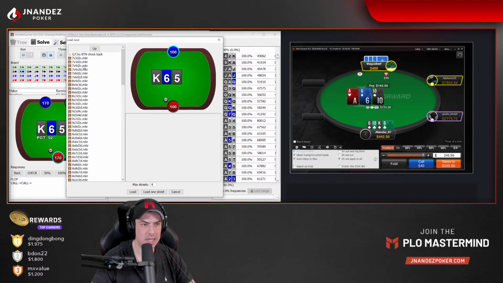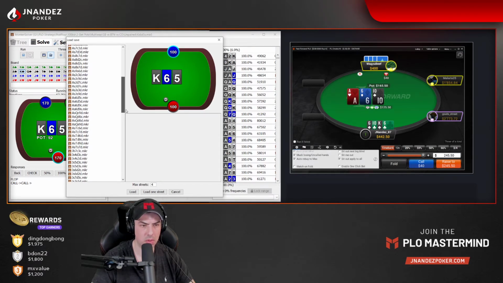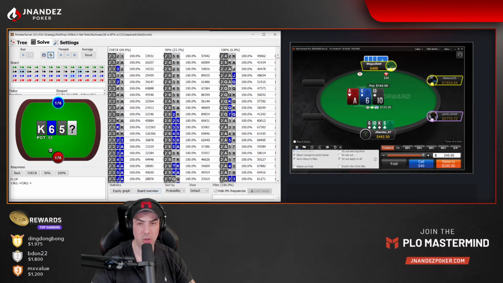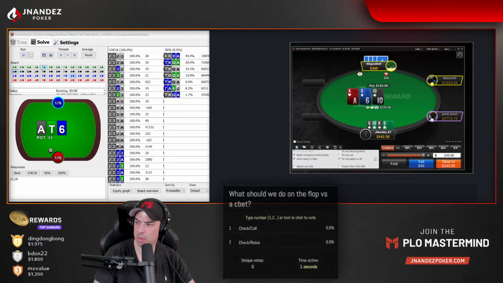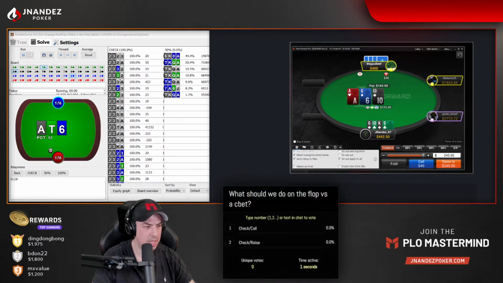And the flop was ace, 10, 6, rainbow. We have ace, 10, 6, rainbow. There we go. So I decided to check-raise the flop. And my question is, what should we do on the flop versus the c-bet? Check-call, check-raise. Obviously, we're not going to check-fold with a set.